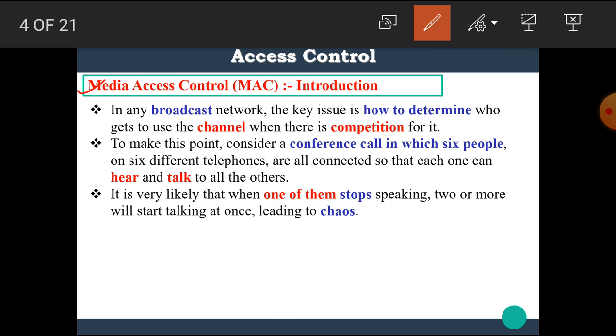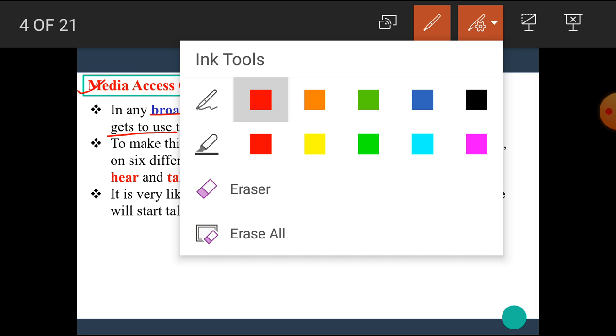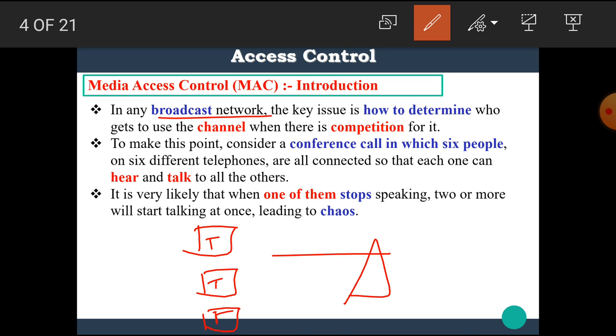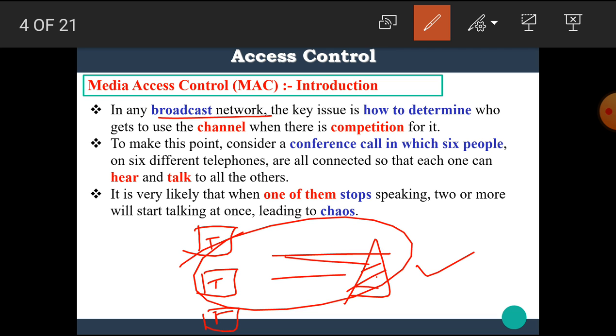MAC. In any broadcast network, the key issue is how to determine who gets to use the channel when there is a competition for it. That means in a broadcast network, whenever there are more transmitters and receivers placed on a single network, then this type of network is known as a broadcasting network.